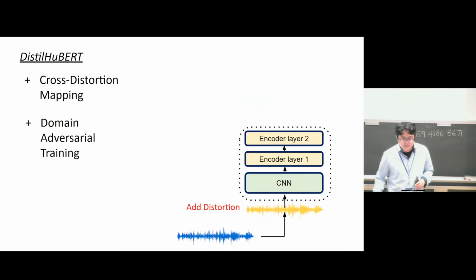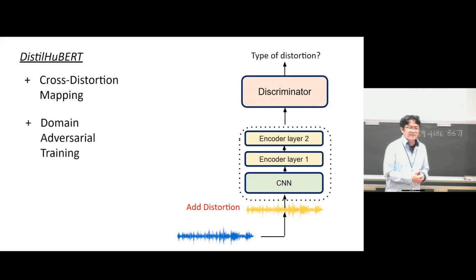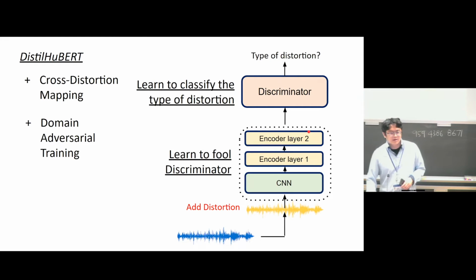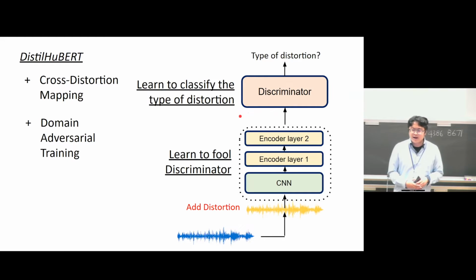We also compared our approach with domain adversarial training. When we train the student model, we can further apply a discriminator. The discriminator learns to determine what the input distortion is. We have different types of distortion, and the discriminator has to classify what type of distortion is the input of the student based on the student's representation. Then, just as in typical domain adversarial training, the student has to learn to fool the discriminator. So this is one approach we tried.